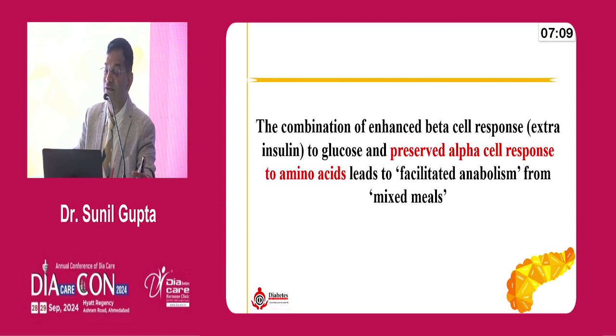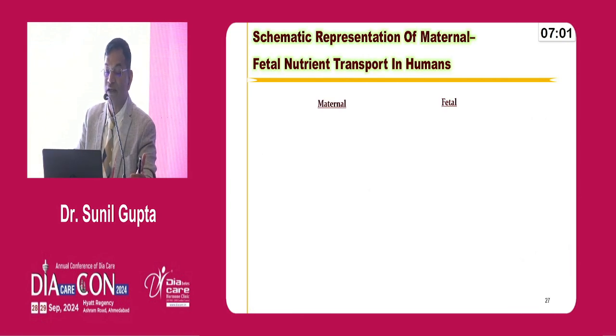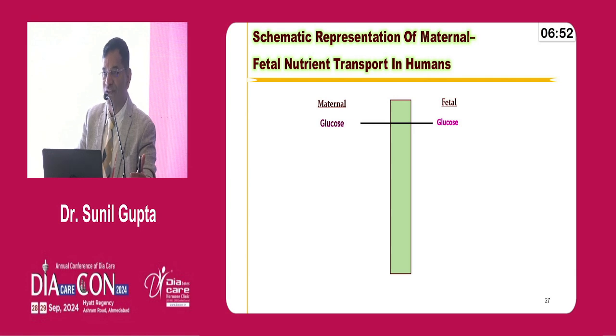The combination of enhanced beta cell response to glucose and preserved alpha cell response to amino acids leads to facilitated anabolism from the mixed meal. Now this is a transfer. If you talk about nutrient transfer, glucose travels from the mother to the fetus by facilitated diffusion. So the higher the blood glucose, the more goes inside, without any barrier, to the fetus directly.